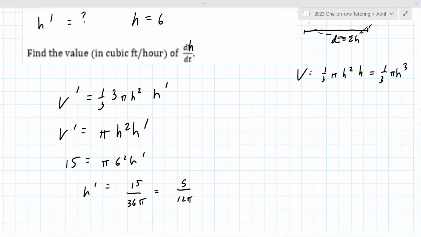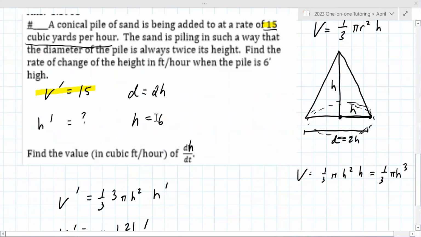That's the problem when you're going back and forth between these things. I see 3 over 25 pi, which feels like what this should be. The only thing I wasn't sure of is if this is 6. Okay, I see the error here. This is in feet, but 15 is in cubic yards per hour. So we've got to convert from yards to feet.